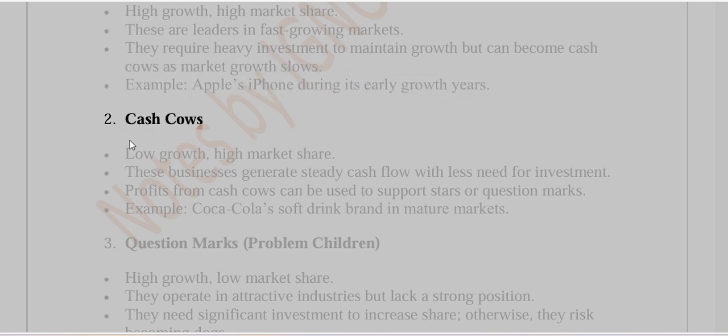2. Cash cows: low growth, high market share. These businesses generate steady cash flow with less need for investment. Profits from cash cows can be used to support stars or question marks. Example, Coca-Cola's soft drink brand in mature markets.